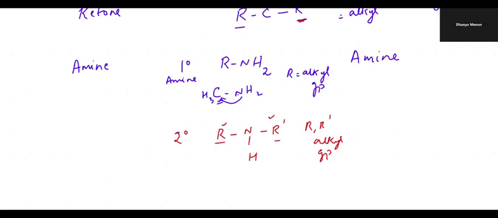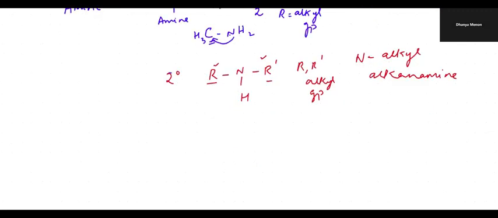And here we write N-alkyl alkanamine, because that carbon is connected to nitrogen. That's why N-alkyl alkanamine. Okay, so you have a whole lesson on amines in grade 12. So these you will learn there in more detail.